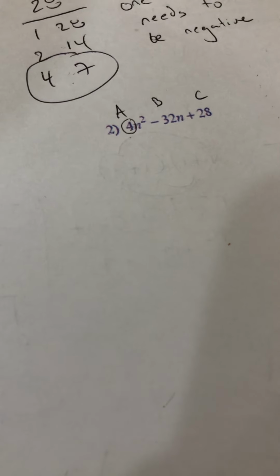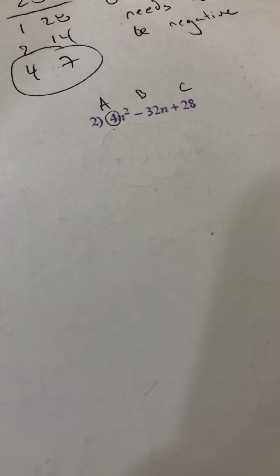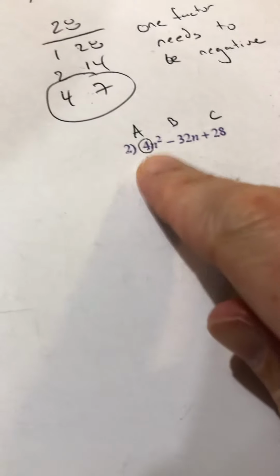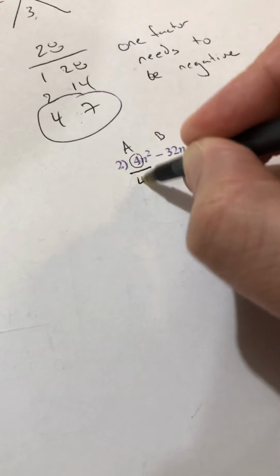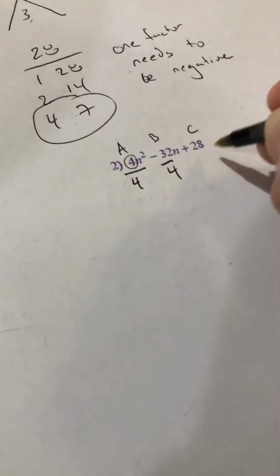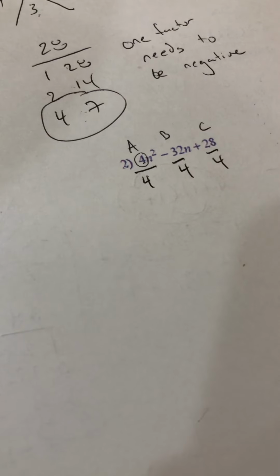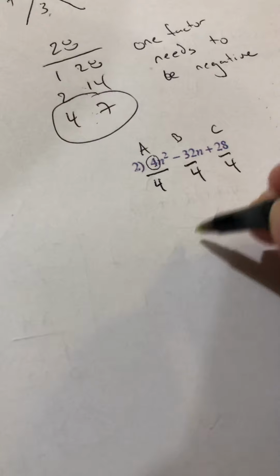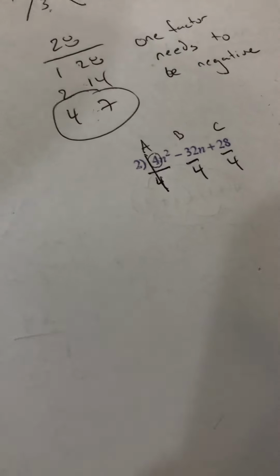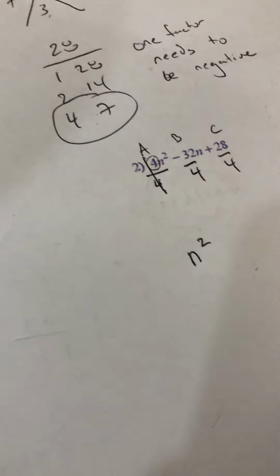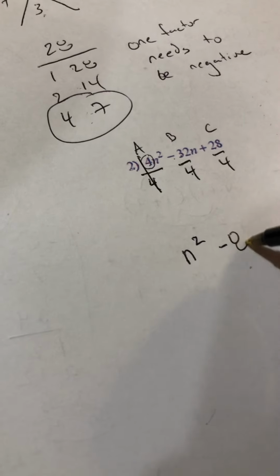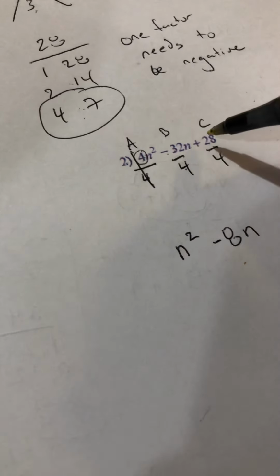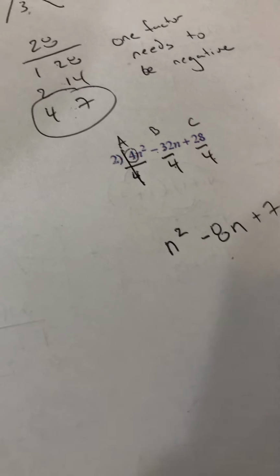Later in math, we would learn a more complex way to factor. But in this case, if I look at the other terms, they're all divisible by 4. So the easiest thing to try is to just divide that coefficient away. Divide the 4 away, but if I divide one thing, I have to divide everything. So this cancels out because 4 divided by 4 is 1. We're left with n squared. Negative 32 divided by 4 is negative 8, and 28 divided by 4 is 7.